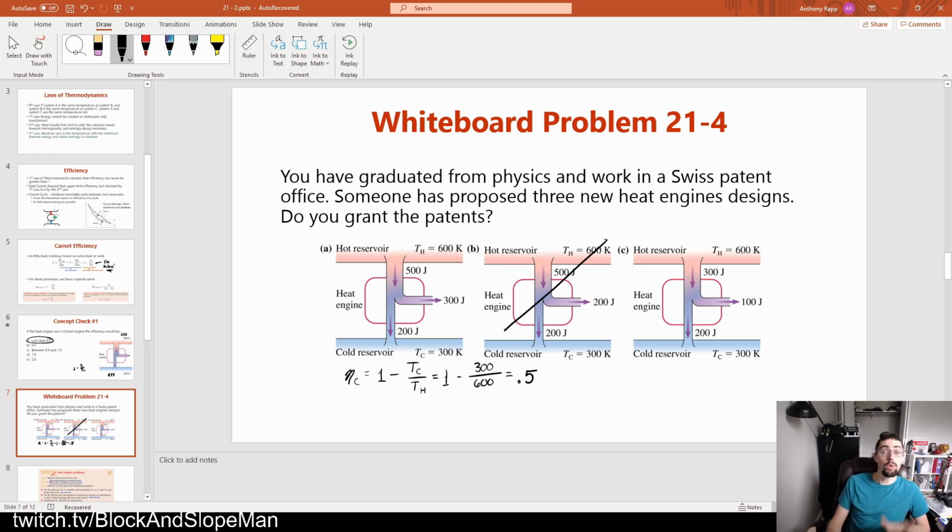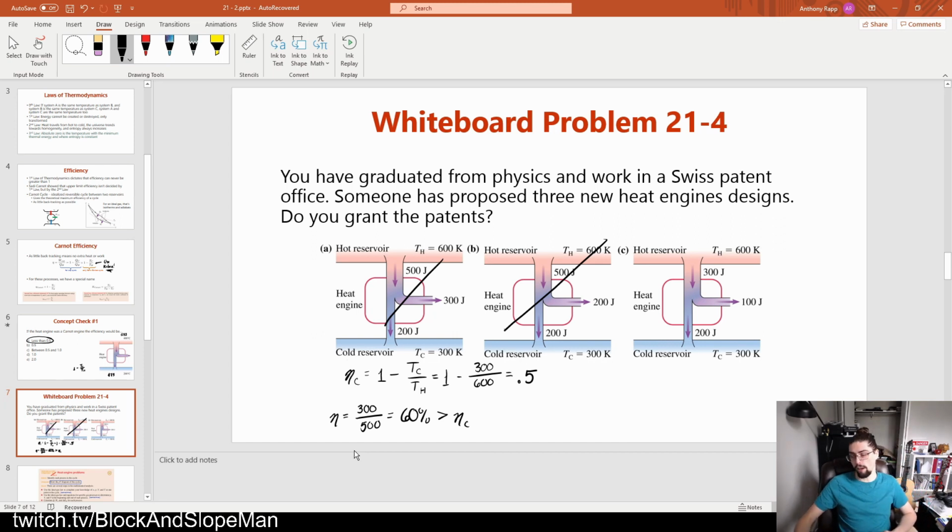So let's calculate the real efficiency of each of these engines. I recognize this is my work out, right? My 300 joules is my work out here. So I can say, okay, for engine A, I am seeing 300 over 500. Oh no. 60% efficiency? I don't think so. It should not ever be greater than the Carnot efficiency. That is impossible. So engine A is out. The last one that we have, right?